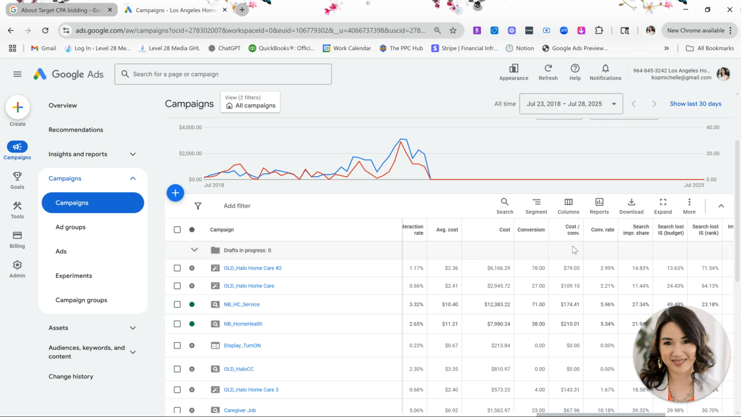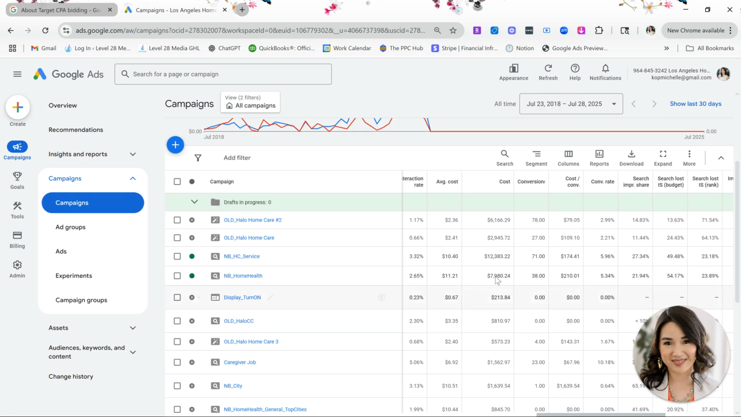You want to use 90 days' worth of data. If you only have 30 days, then go ahead and use that. 30 to 90 days is good. I would say 90 days is better because that gives you a lot of data to work off of. But let's just assume that this is 90 days here. Within your ad account, you want to pull in your cost per conversion column.